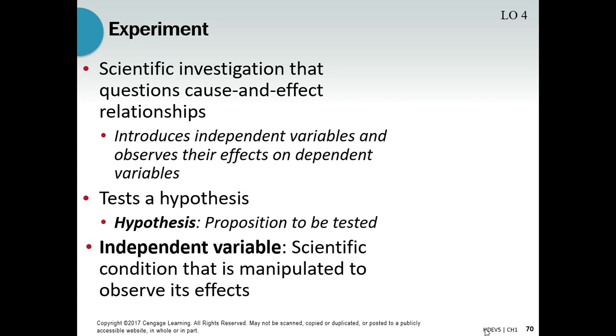Now, because we are controlling some of these variables, then we have to name them specifically. And I'm going to talk a little bit about independent variables and dependent variables and control groups and experimental groups. First of all, an experiment must have an independent variable. An independent variable is the variable that is being controlled or manipulated by the researcher.